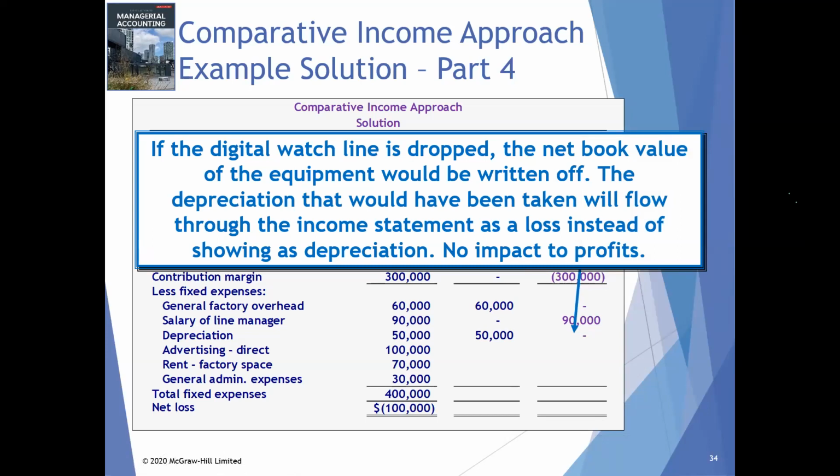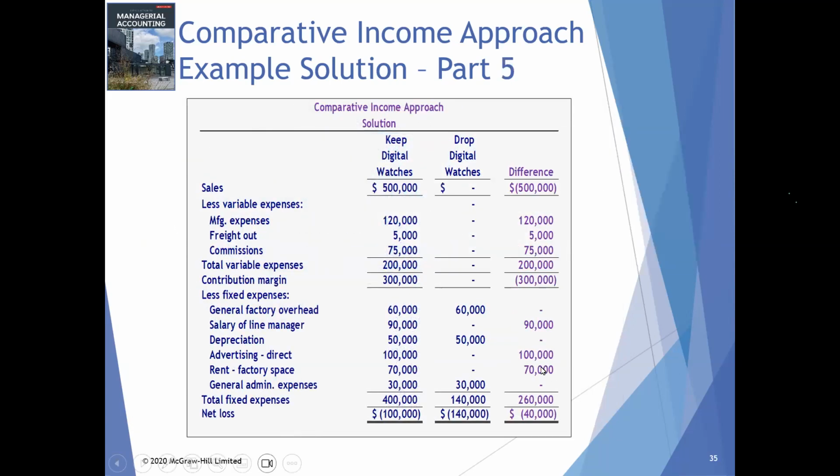Next, we have the $70,000. So $70,000 is the rent. Rent means factory space. So $70,000 is the future expenditure. We will have to pay it, there is no alternative.